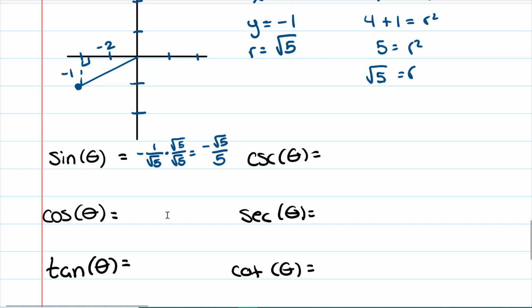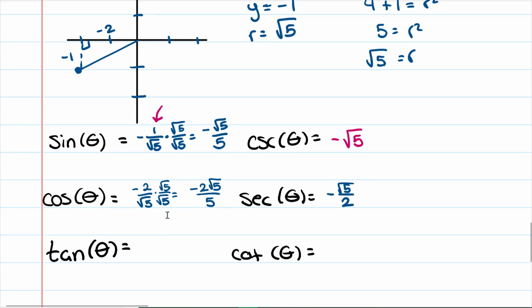And to find cosecant, we're going to take the reciprocal of this. So you get negative radical 5. Cosine is going to be negative 2 over radical 5. And we're going to rationalize that again. So you get negative 2 radical 5 over 5. And then we take the reciprocal and we get negative radical 5 over 2. And then tangent is y over x. So we get negative 1 over negative 2, which is 1/2. And the reciprocal of 1/2 is 2.